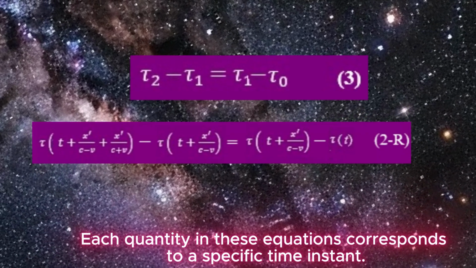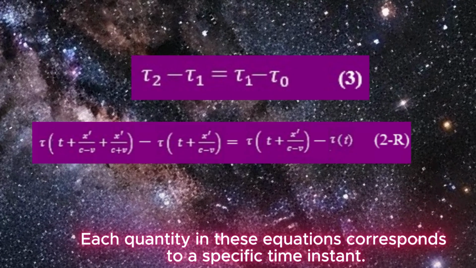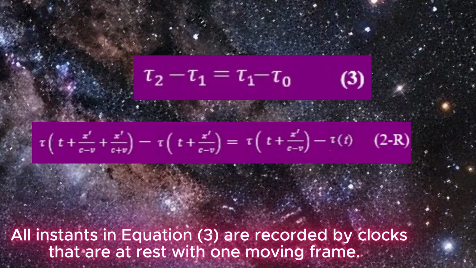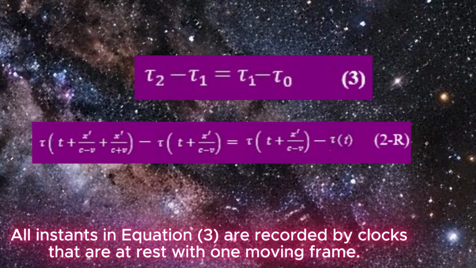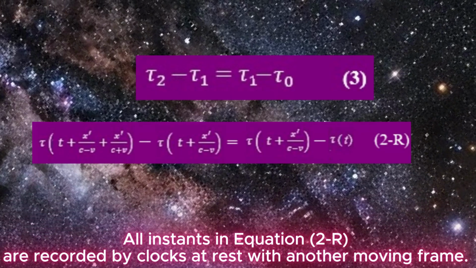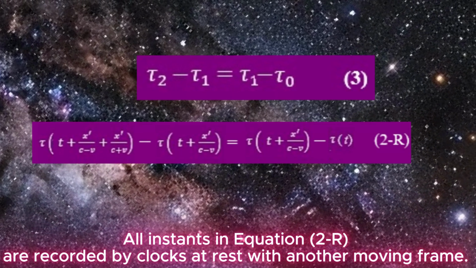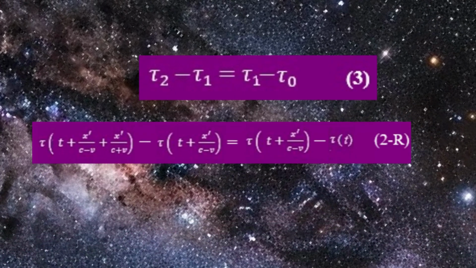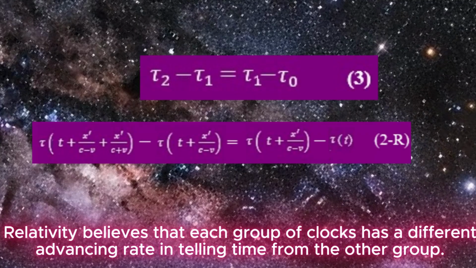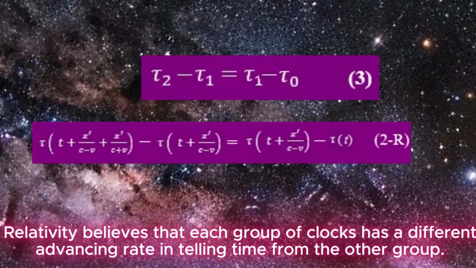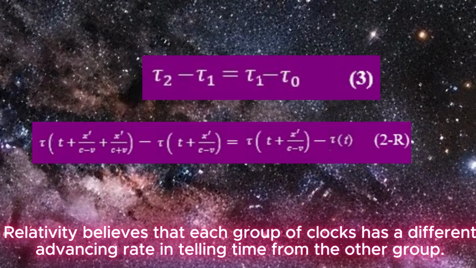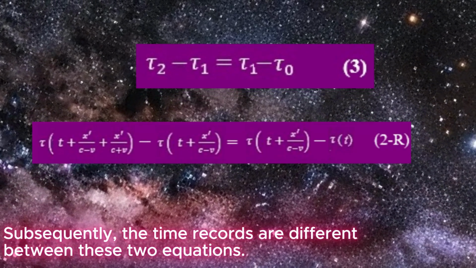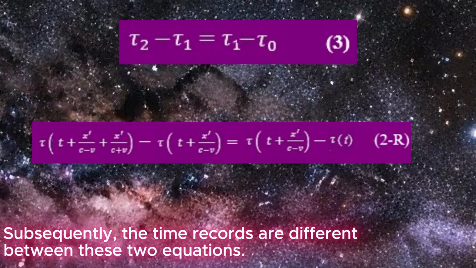Each quantity in these equations corresponds to a specific time instant. All instants in equation 3 are recorded by clocks that are at rest with one moving frame. All instants in equation 2-r are recorded by clocks at rest with another moving frame. Relativity believes that each group of clocks has a different advancing rate in telling time from the other group. Subsequently, the time records are different between these two equations.